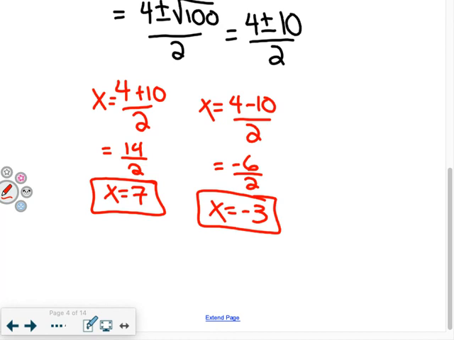So that right there is an example of the quadratic formula. We'll go through some more examples as we go along. If you need to pause or go back at anything, please do so, but I'm going to move forward here.